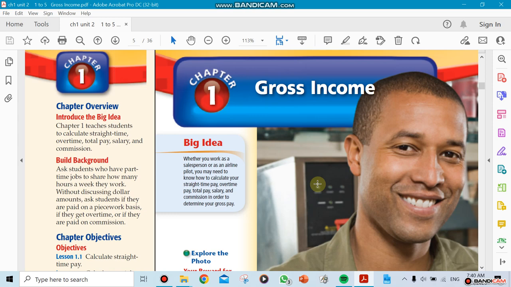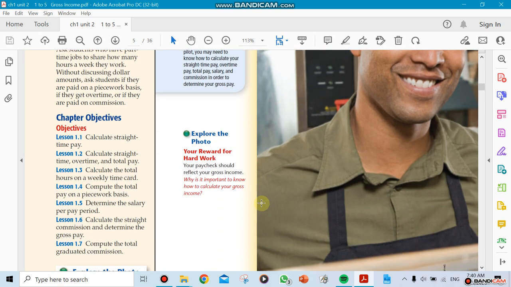chapter, which is chapter 1, gross income. The gross income chapter has how many sections in it? It has 7 sections. So week one, since most of the time we don't have all the students in class, okay? We're going to just go ahead and start working on 1.1, which is called calculating straight time pay.